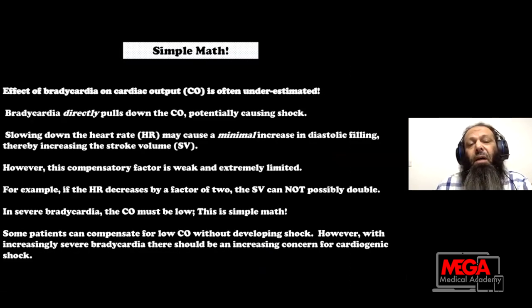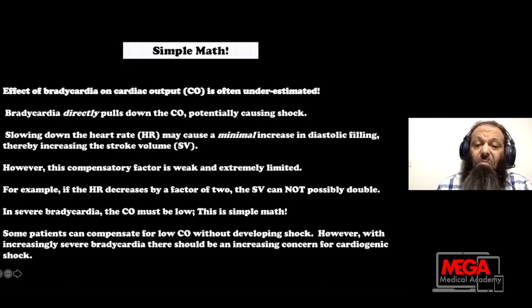How the stroke volume can be traced with the point of care ultrasound. So from a simple mathematical relationship, we can see that the effect of bradycardia on the cardiac output is often underestimated. Bradycardia directly pulls down the cardiac output. Potentially, it will cause shock, of course. Slowing down the heart rate may cause a minimal increase in the diastolic filling. This is from physiology, and you can see it clearly when you assess the diastolic filling with the point of care ultrasound. With bradycardia, there is more time for diastolic filling, and this will allow for increasing the stroke volume.